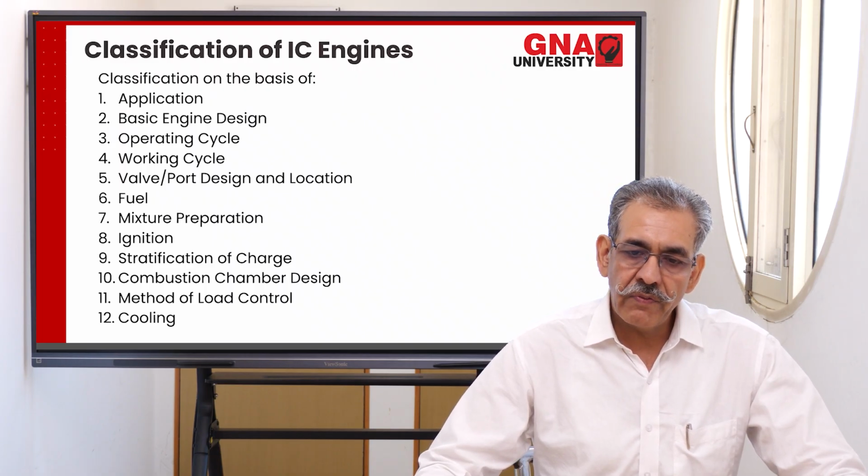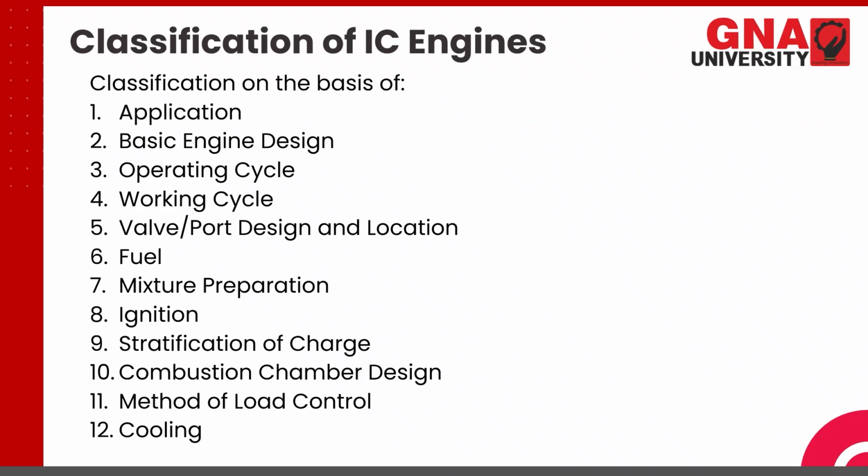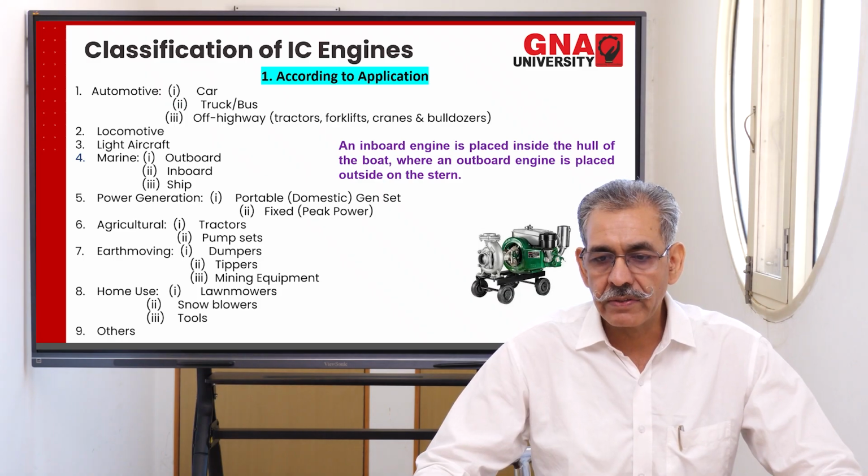So classification of IC engines can be carried out on the basis of these 12 parameters, namely application, basic engine design, operating cycle, working cycle, valve port design and location, fuel, mixture preparation, ignition system, stratification of charge, combustion chamber design, method of load control and cooling. So let us start with the applications.